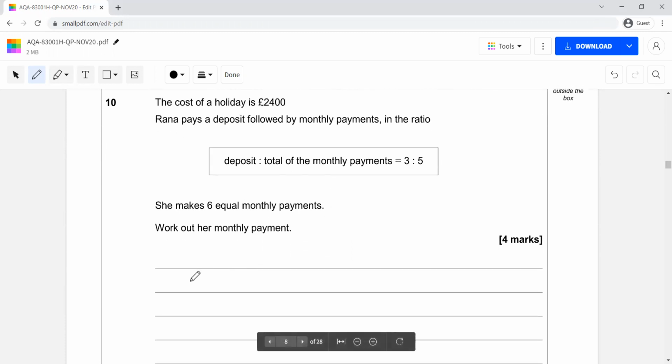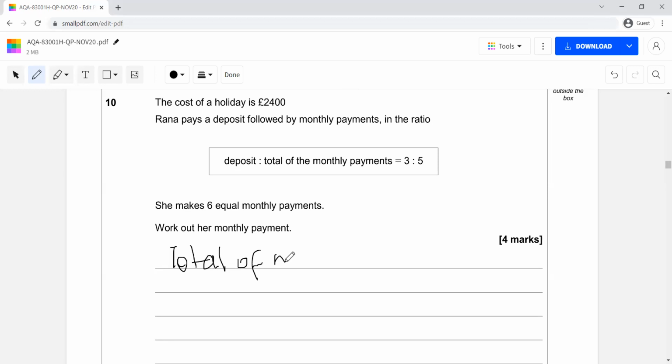Okay, so we're going to work out the total of the monthly payments. I'm going to write this total of monthly is equal to 3/8 of 2,400, because there's 8 parts in total. Oh, hold on a second. Because there's 8 parts.